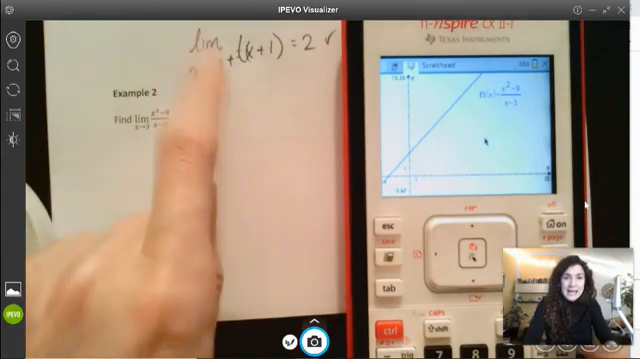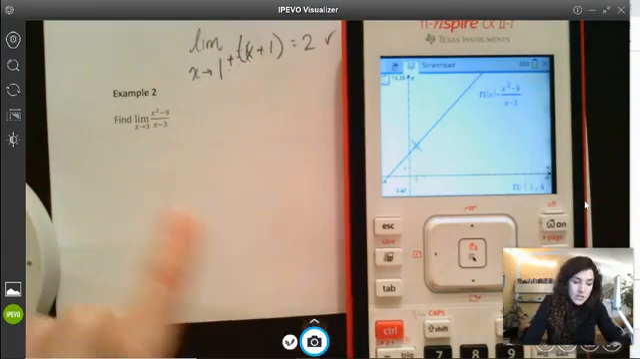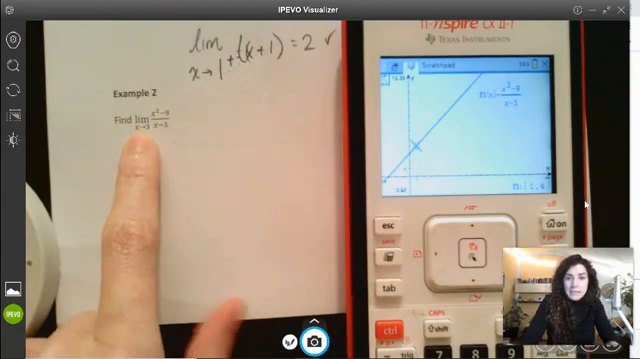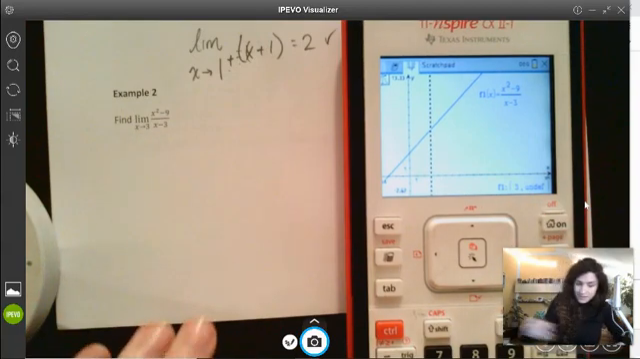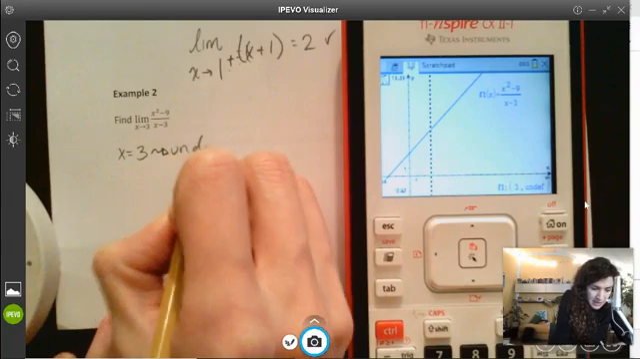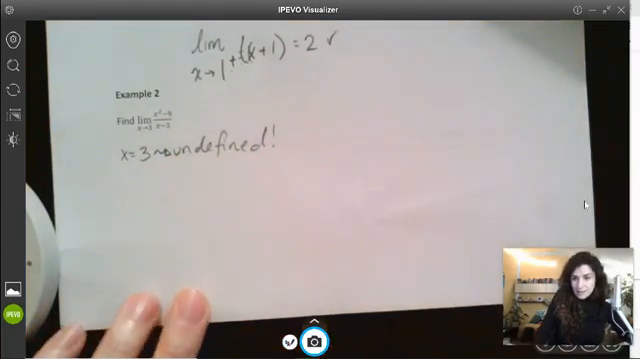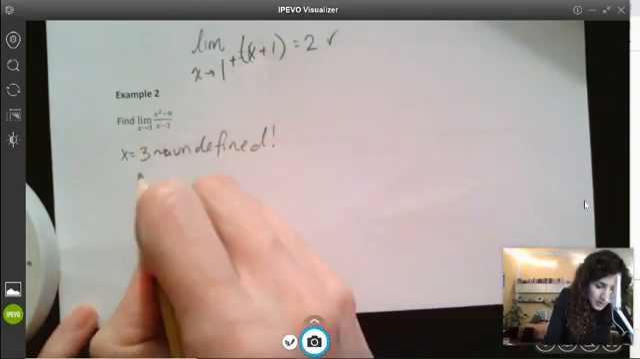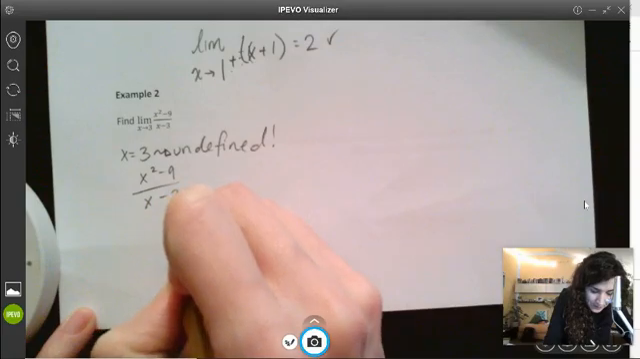If we go back and do exactly what we did with our previous problem, menu, trace, graph trace, we press 3 because we're trying to figure out what happens as x approaches 3. And here it says it's undefined. X equals 3 is undefined. Well, why is that? Take a look at what's going on in your numerator compared to your denominator.